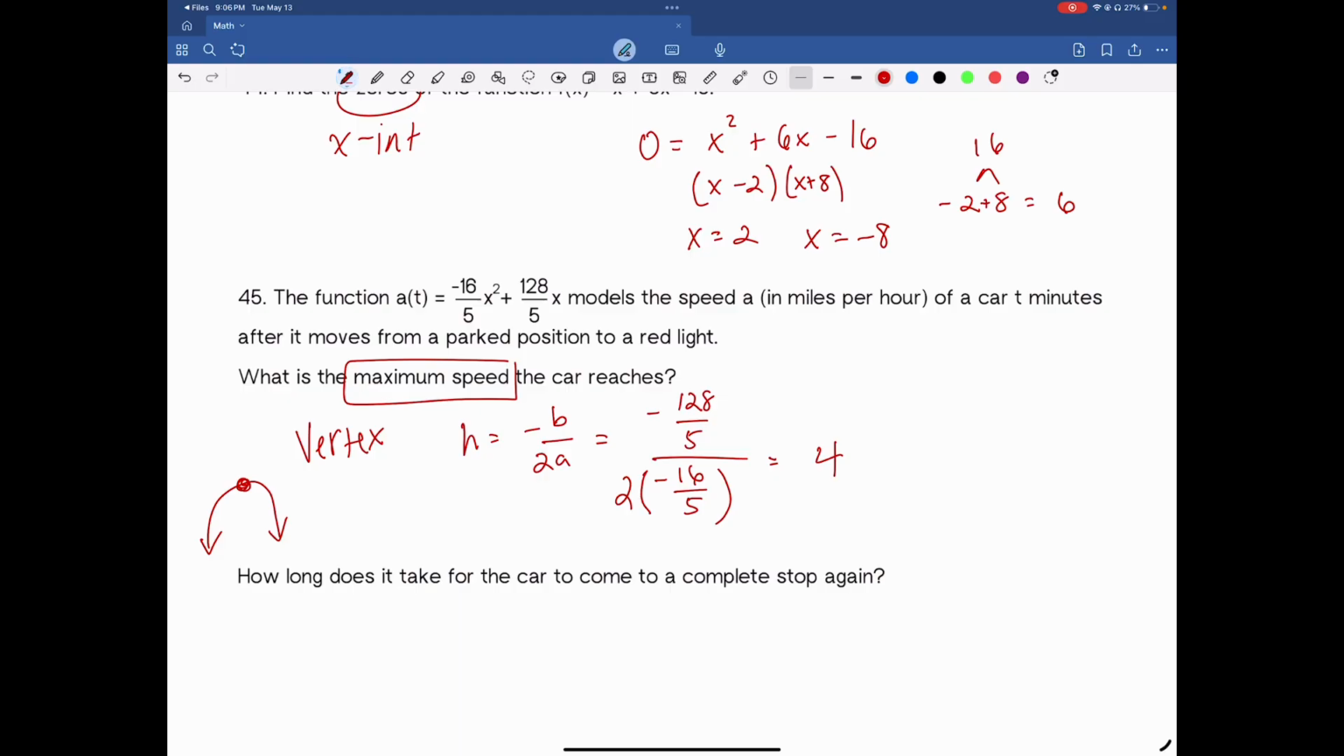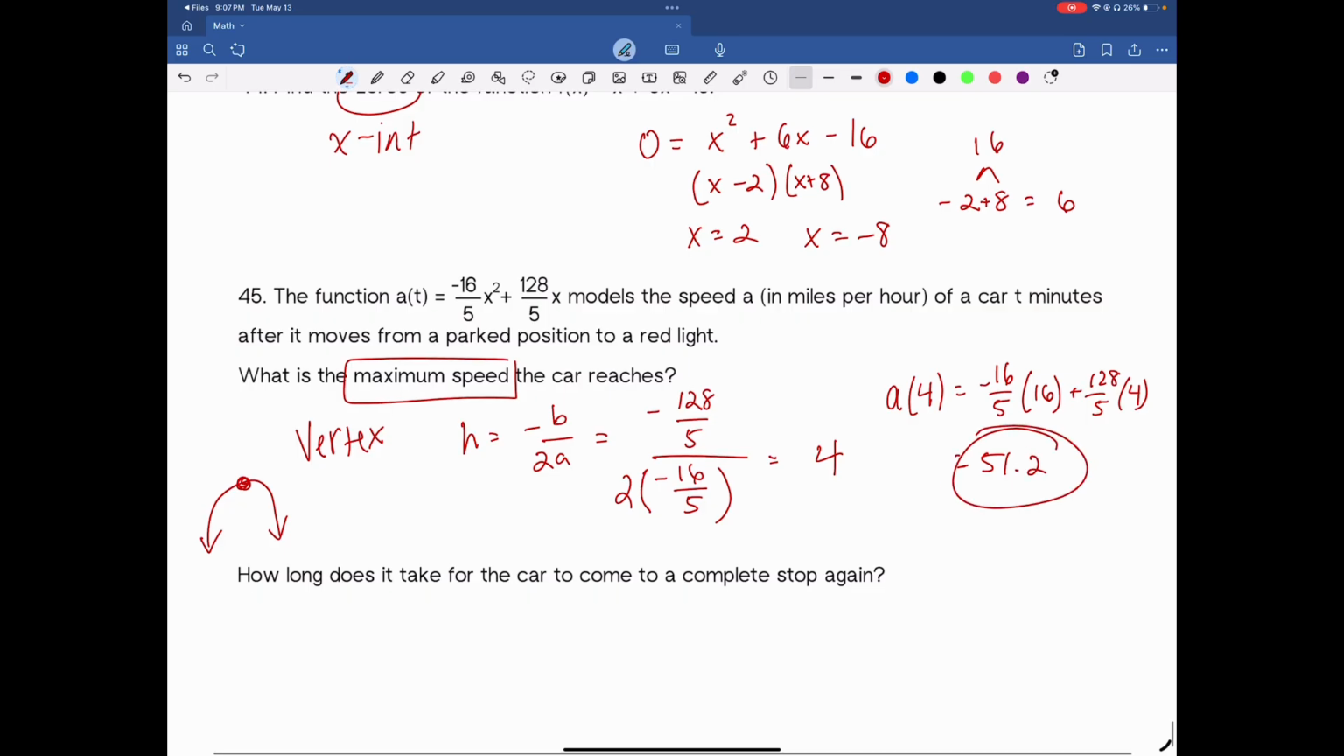And then I'm going to plug in 4. So I want A of 4. So negative 16 over 5 times 4 squared, which is 16, plus 128 over 5 times 4. So let's do that. And that gives me 51.2. And that's my maximum speed, 51.2.